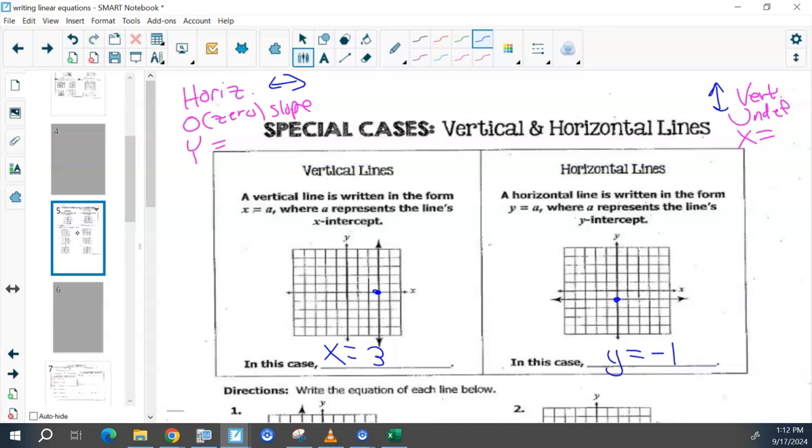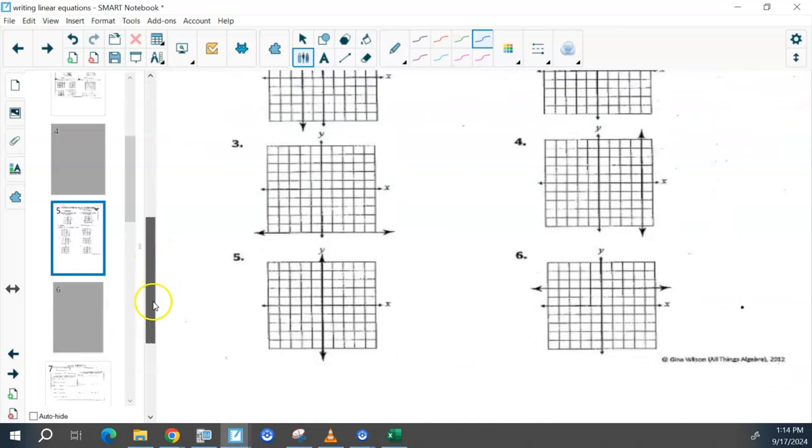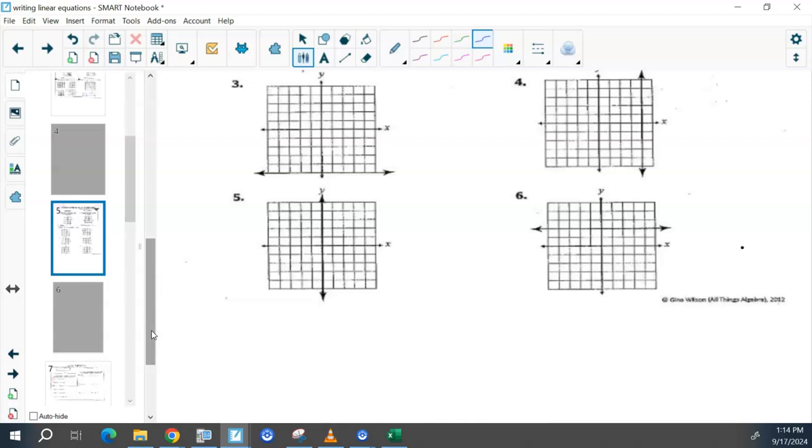Okay, I want you to take a minute or two and do the next 6. Number 5, the line is right on top of the y-axis.